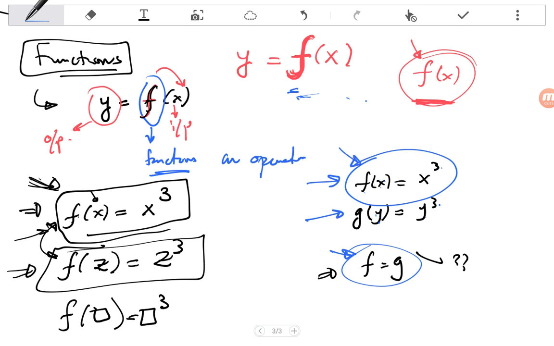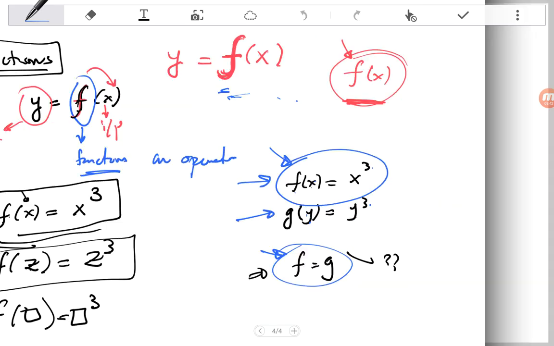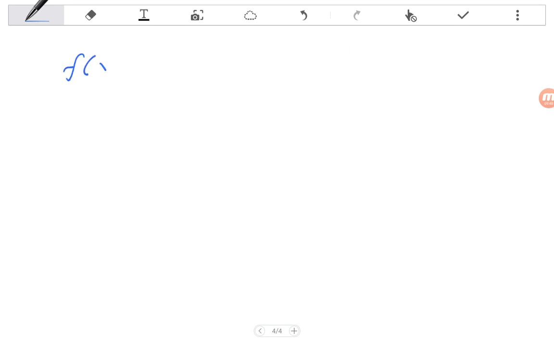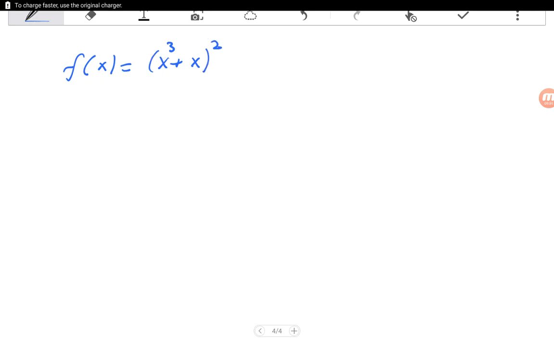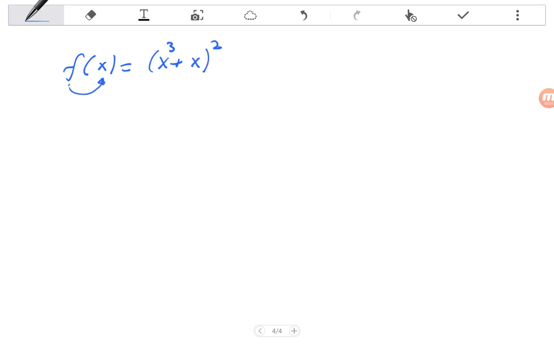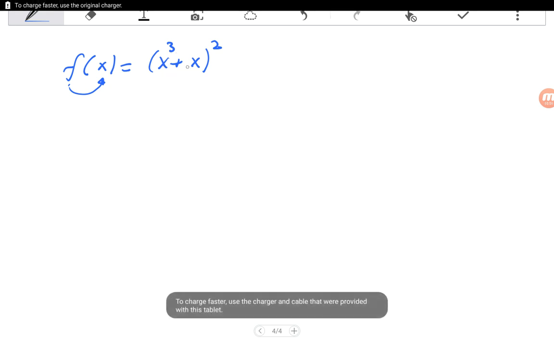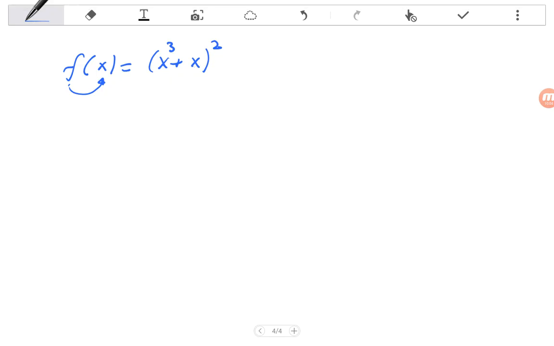By this expression. If I told you that f of x is equal to x plus x cubed plus x, all squared, what does that mean? It means that when f operates on some input x, it takes that input and cubes it, then adds the same input, then squares it all.